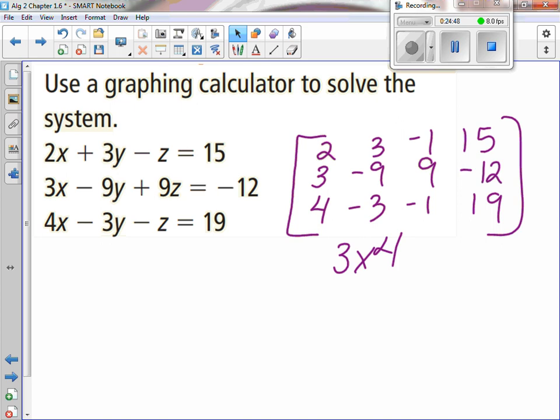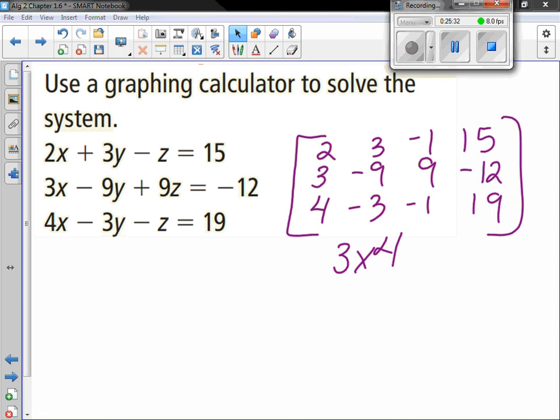That looks ugly, doesn't it? That might be why. I also put it on, oh, that would be it too. So 3 by 4, 2, 3, negative 1, 15. 3, negative 9, 9, 12, 4, 3. And that's it. It was just that one number.